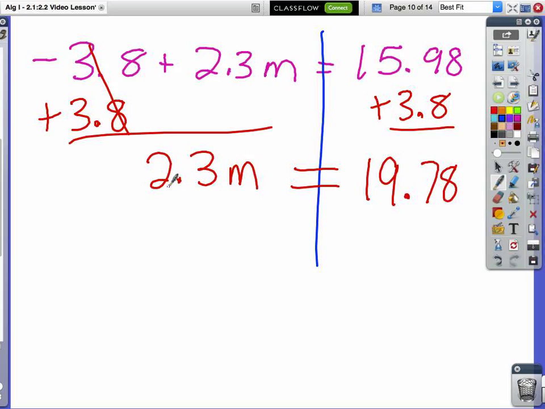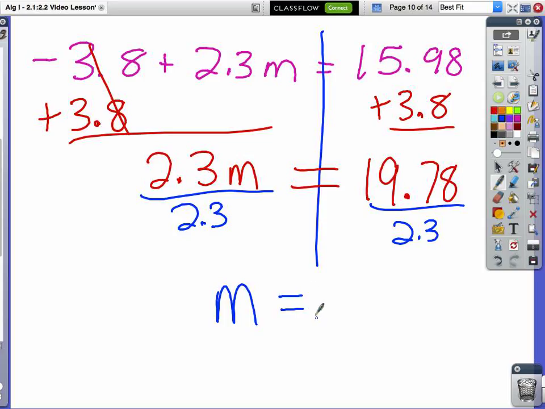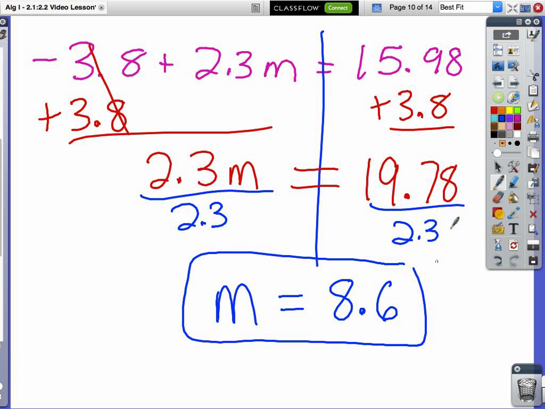Then, to undo a times, we're going to divide. Again, use your calculator. This is what I want to see for showing your work. You don't have to do the long division, the long multiplication. I just want to see how you're solving each equation. m equals 19.78 divided by 2.3, which with your calculator should equal 8.6. And that is our final answer.